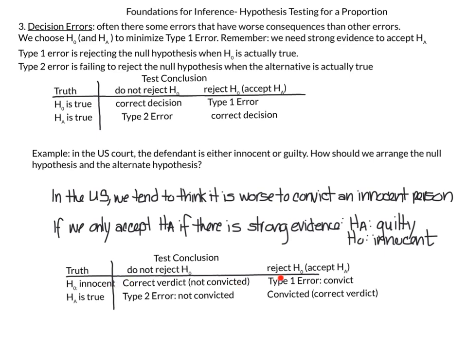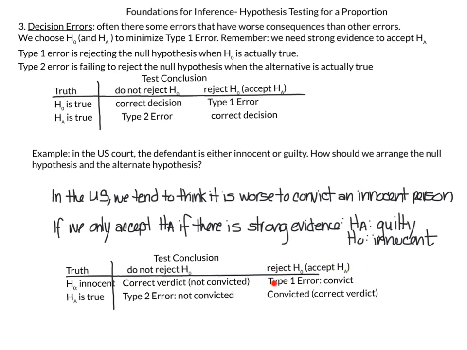If they are innocent, but we reject H0, that means we accepted HA, we said that they're guilty, we've made a type 1 error, which is we convicted an innocent person. If HA is true, they're actually guilty, and we did not reject H0, in other words, we said they might be innocent, well, that's an error. We're going to call that type 2 error.